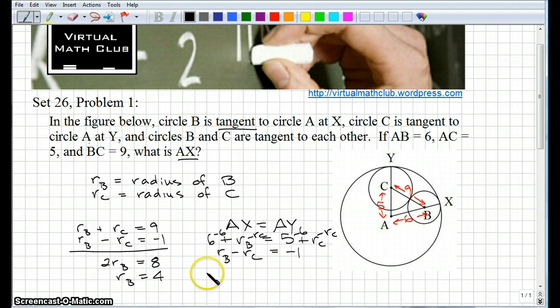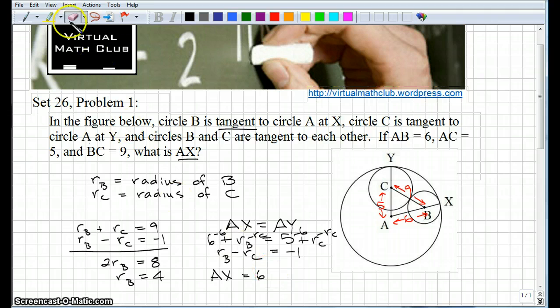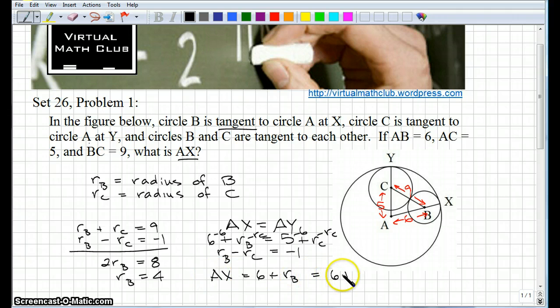Hey, now we've got it. Because we want to find AX, AX is just 6 plus RB. Oops, I don't want to write 6RB. I'm going to write 6 plus RB. And now we know RB is 4, so 6 plus 4 is equal to 10. We're not given any units on this, we're just given 6, 5, and 9, so we don't really have to worry about units in this case. So the length of AX is 10 units. All right, there you go.